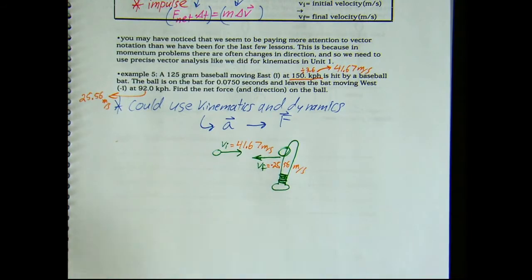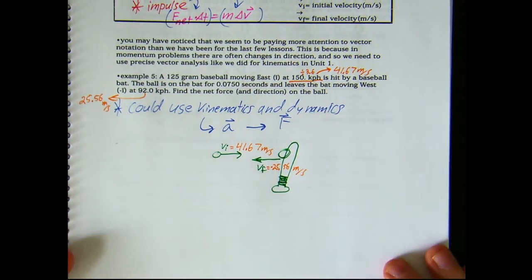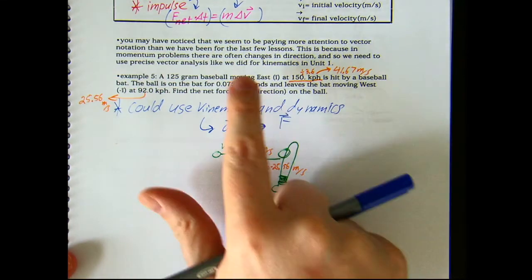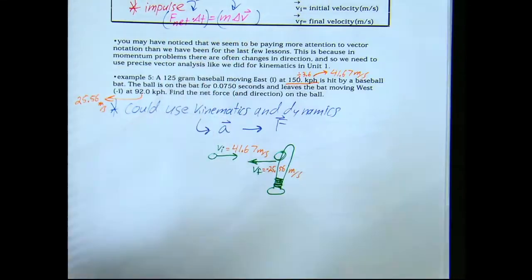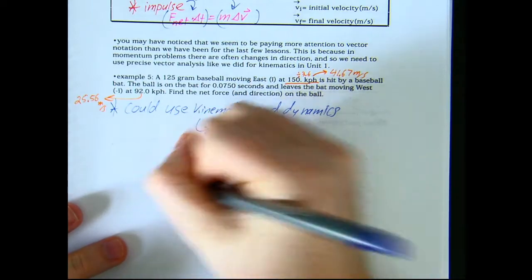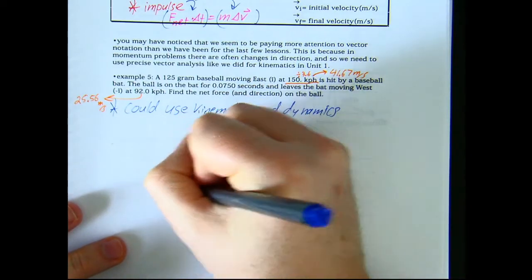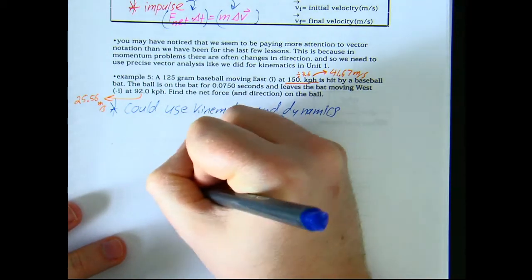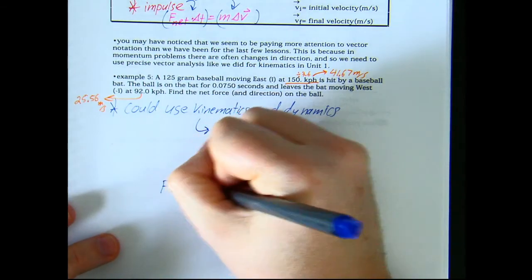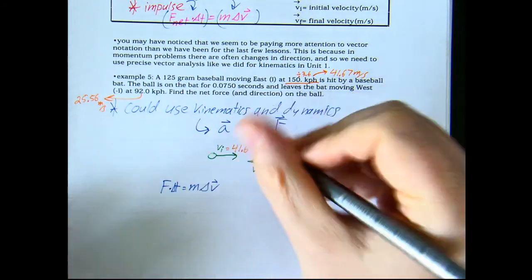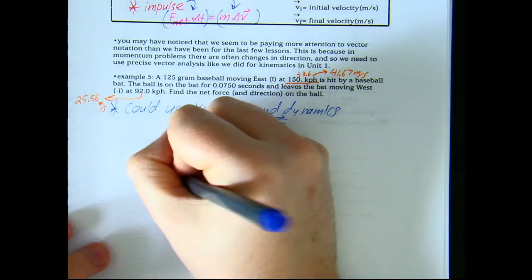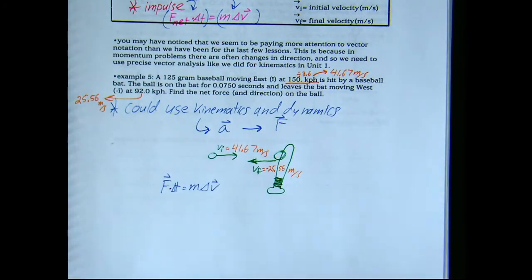And I want to find the net force in the direction on the ball. So we can use our impulse equation here. Instead of using kinematics and then dynamics, we can use this equation here. So we know that a force times a change in time is equal to a mass times a change in velocity, based on looking at those sets of units.